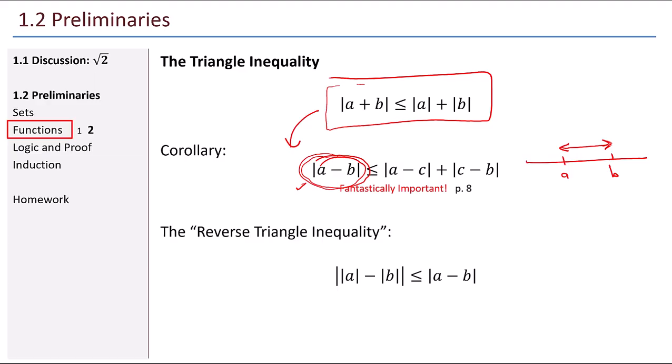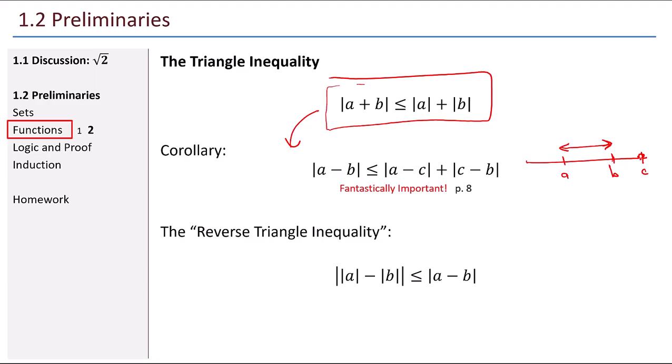Whenever you see two values as a difference in absolute value, that is the distance between those two numbers on the real number line. And so we're saying that the distance between a and b is less than or equal to the distance from a to c, so maybe c is out here, plus the distance from c to b. And that's actually believable on the picture.